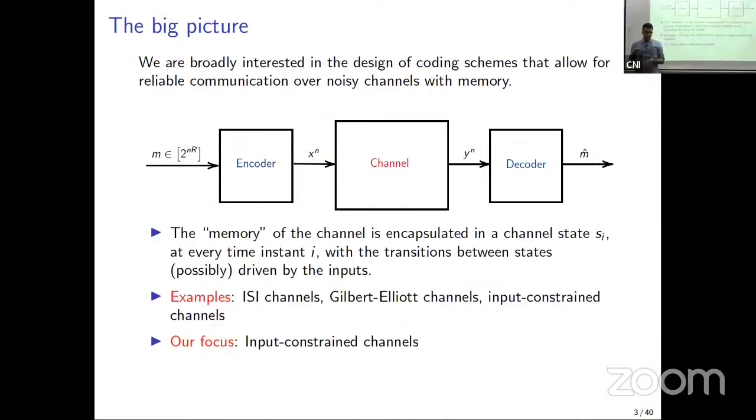Now, what does this channel look like? This is a channel with memory, in the sense that the channel has a certain parameter called a state. And this state, S_i, at any time i, takes one of finitely many values. The transitions between the states of the channel are possibly driven by inputs. They could even happen independent of the inputs, but that is a channel model that we will not be interested in for the focus. There are very many channels that are well modeled by such.